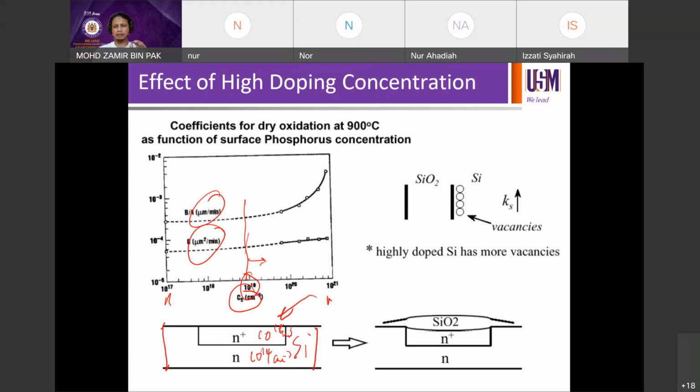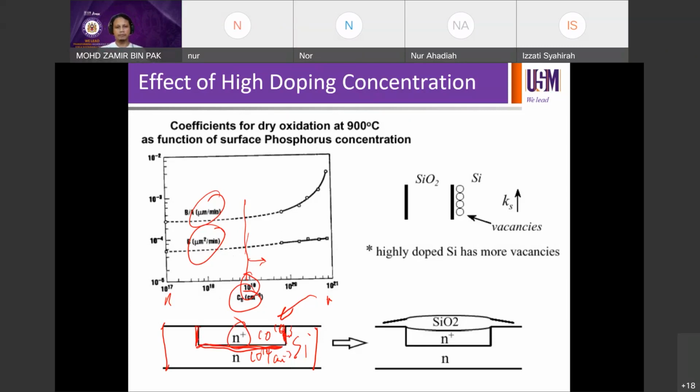Sebab sekarang ni, this means kita start dengan 10^14 punya wafer, doping level untuk awal-awal tu. Yang kita dah dope waktu Czochralski sebelum ni, 10^14 only. And then along the process, you diffuse another layer in selective region. You diffuse 10^18, only this region. Okay, only the region you dope 10^18.